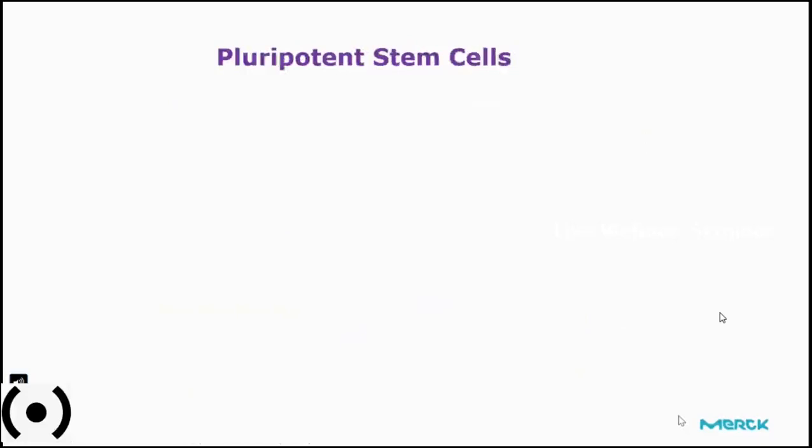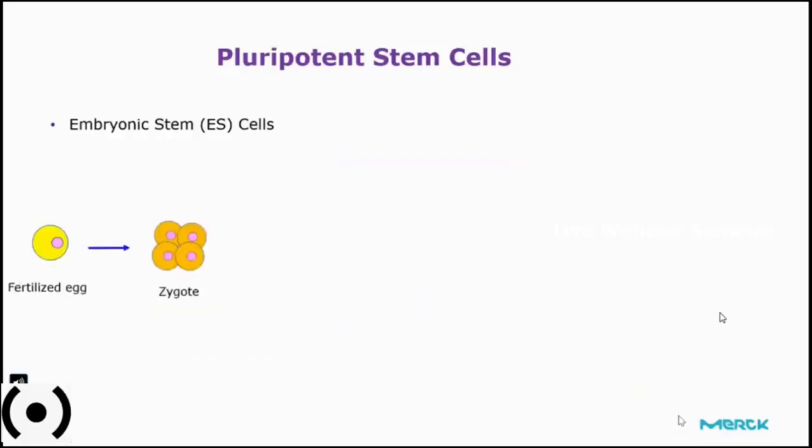Now coming to the pluripotent stem cells, right? What are pluripotent stem cells? So as I discussed, only your embryonic stem cells are pluripotent because they have the capability to give rise to all your body cells, right? Now what happens? This is your fertilized egg. From this fertilized egg, your zygote will be formed, and from zygote, blastocyst will be formed, and from blastocyst there is the inner cell mass, and that inner cell mass contains your embryonic stem cells.